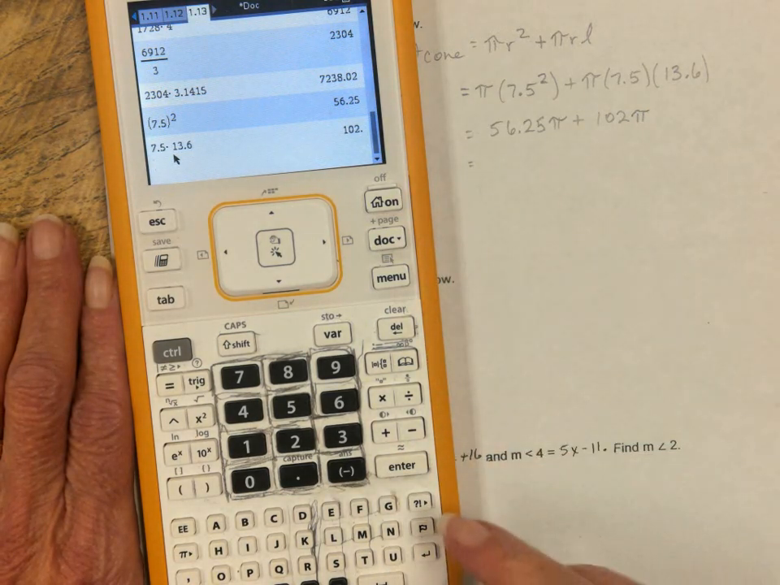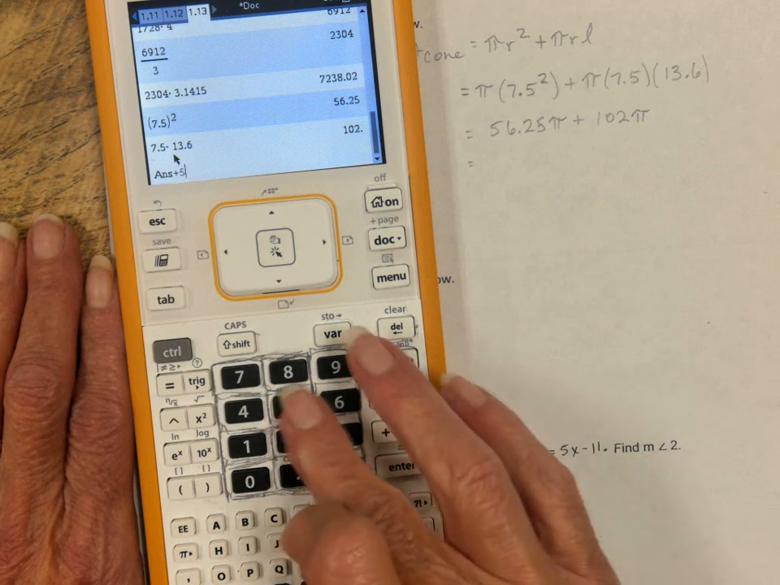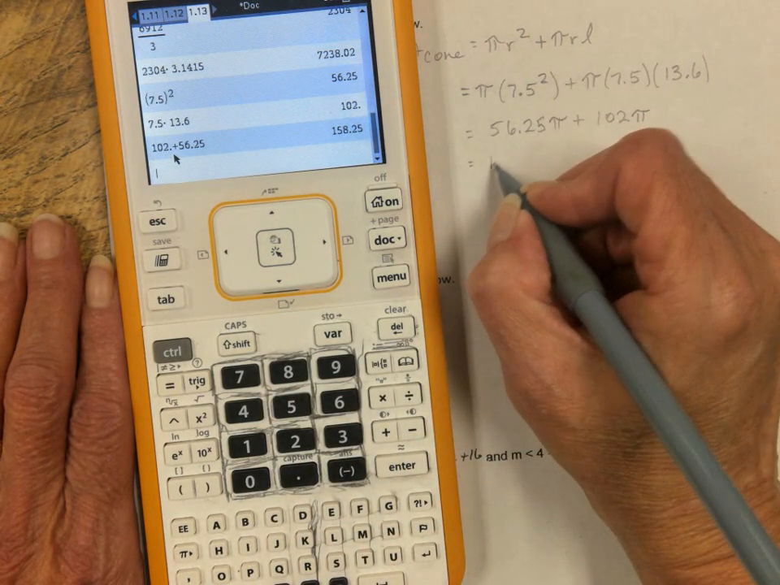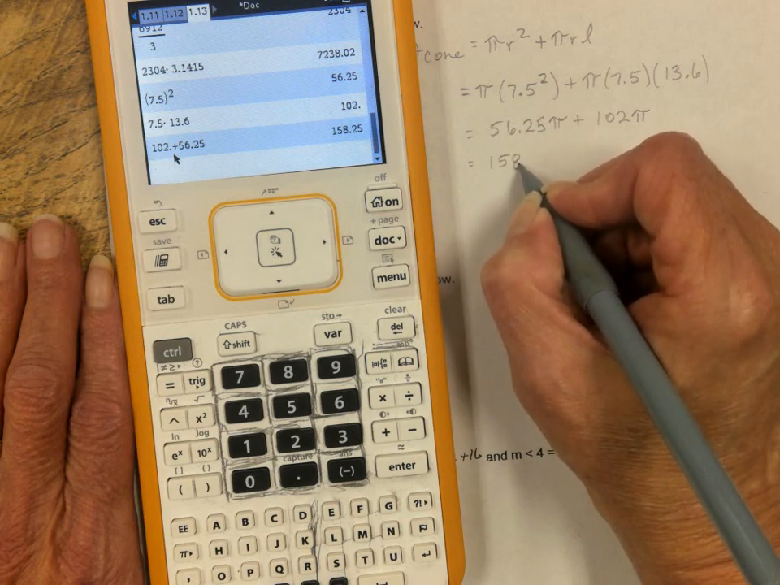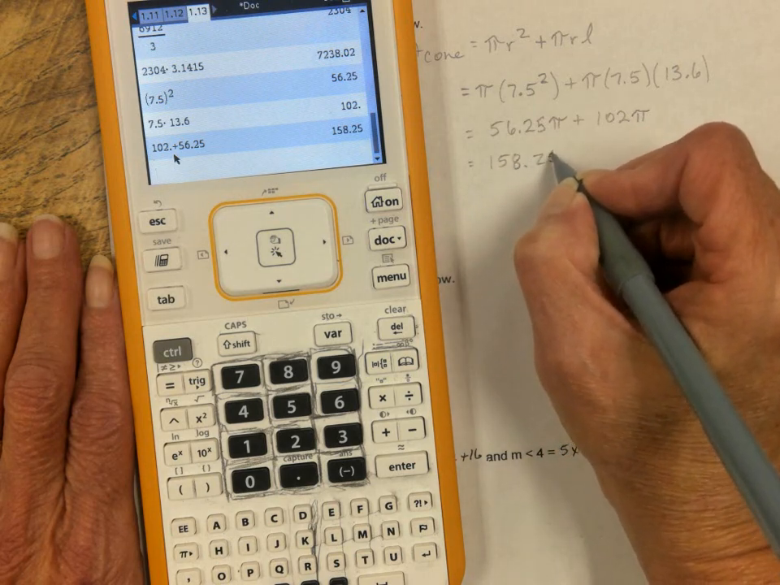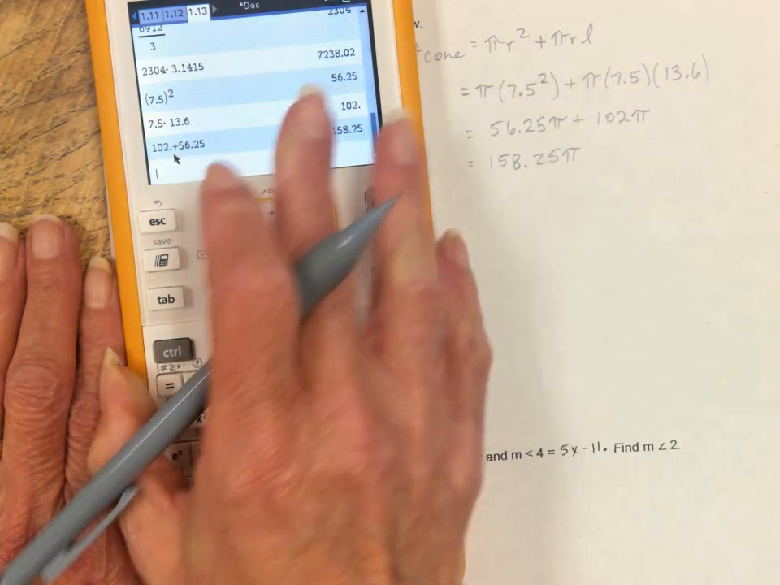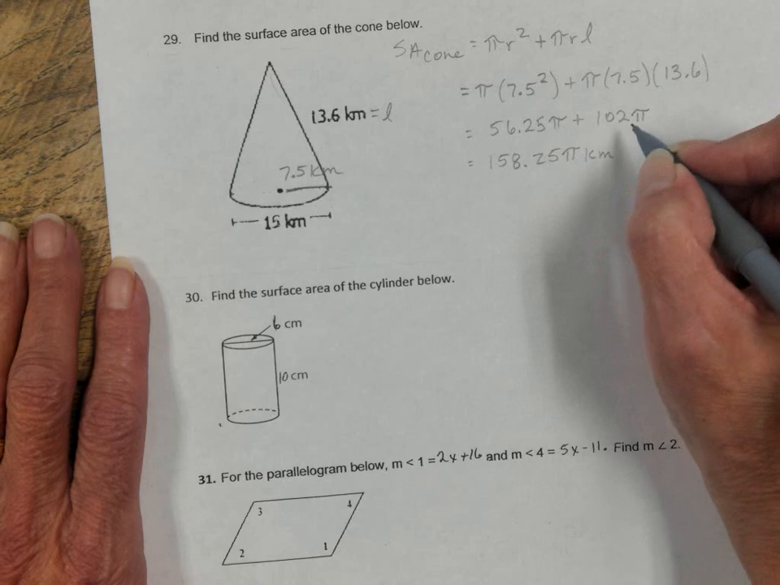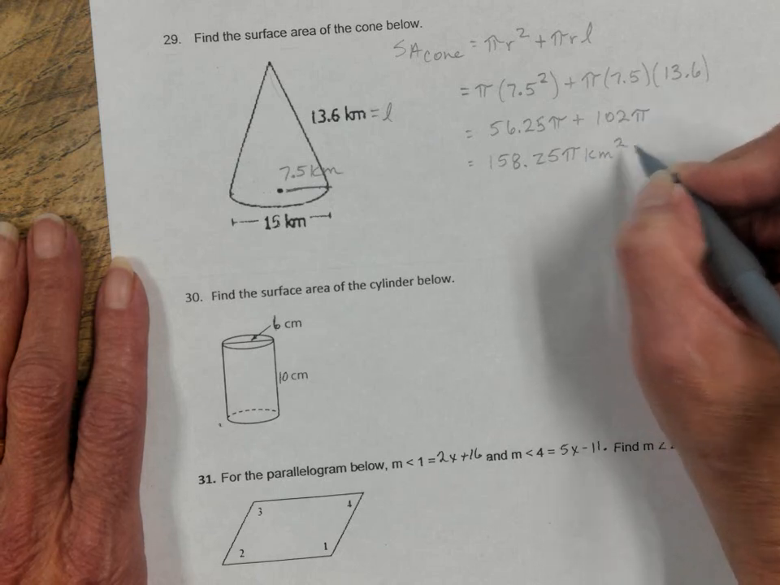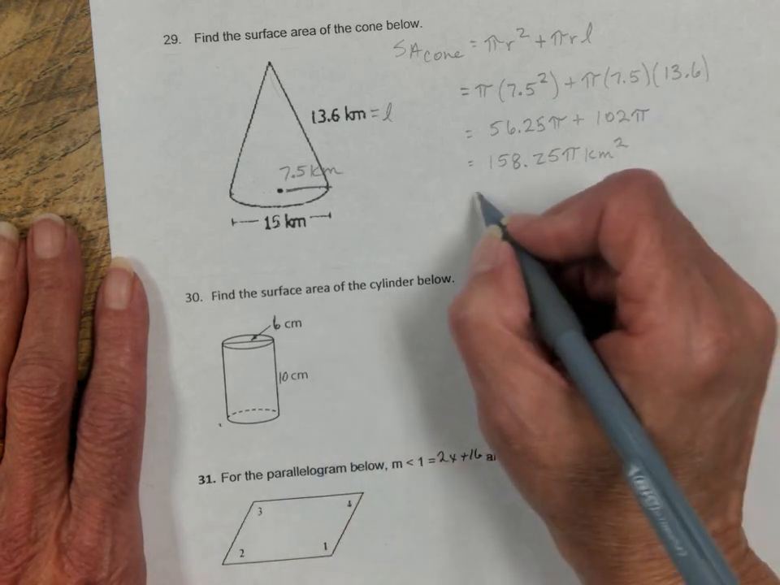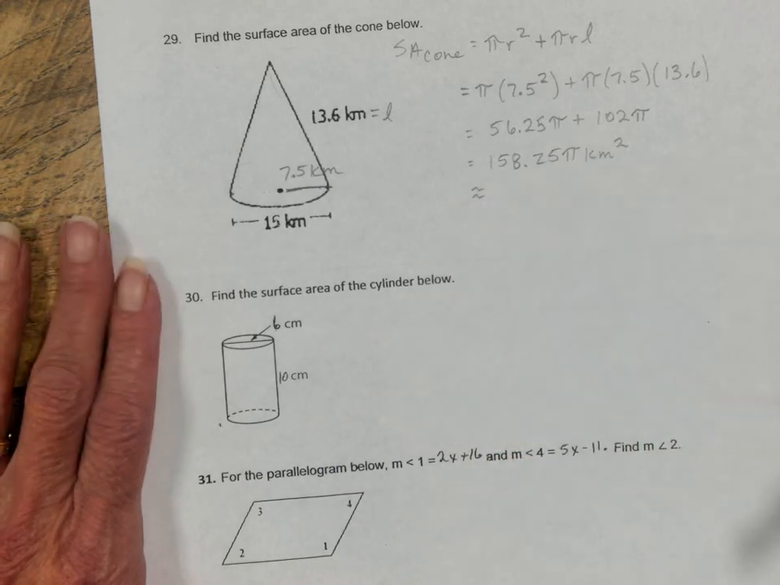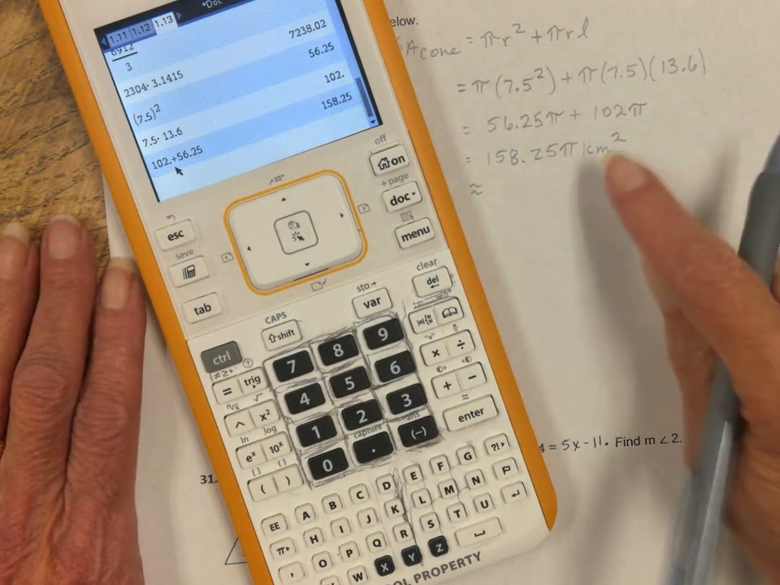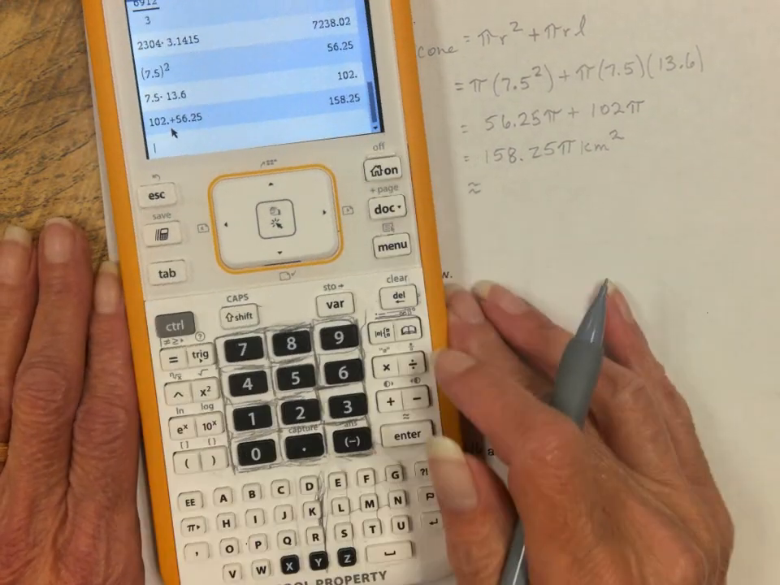All is well. All right, so 102 plus 56.25 gives me 158.25 pi kilometers. And surface area, so it is squared. Or I can go ahead and do that out, and let me do this problem out, and let's make sure that we get the same thing.